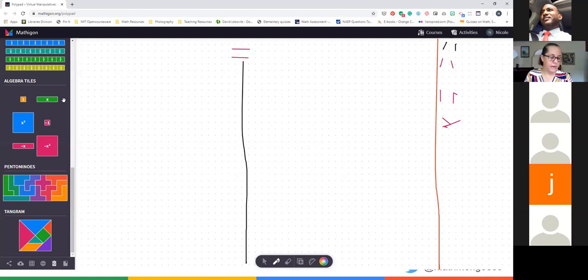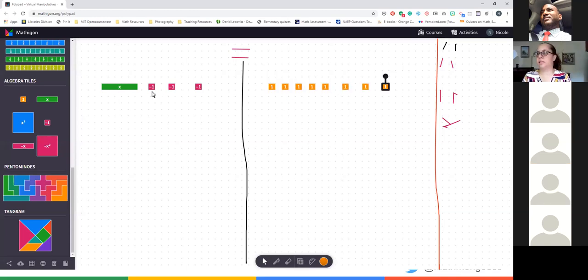So x minus 3, how are we going to show x minus 3? We have 1x. We drag 1x across, and then we have minus 3, so we need to put 3 negative ones: 1, 2, 3. And on the right-hand side of the equal sign, they have 8, but it's not negative 8, it is positive. So we put 1, 2, 3, 4, 5, 6, 7, 8. So this represents x minus 3 is equal to 8. You'd have the children write it, and they can see the representation right away.